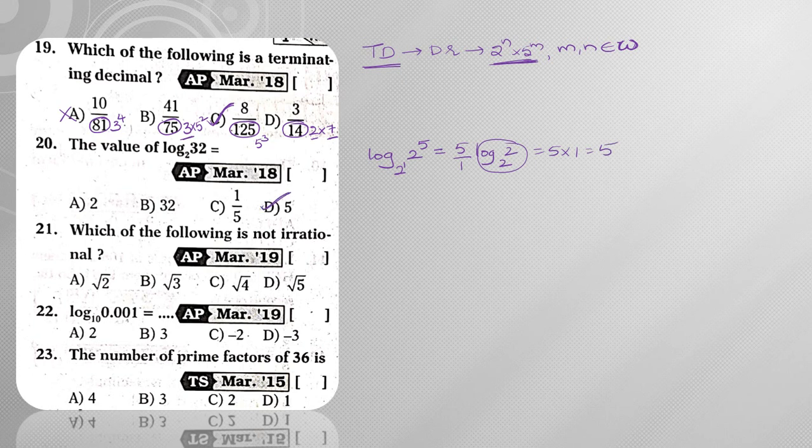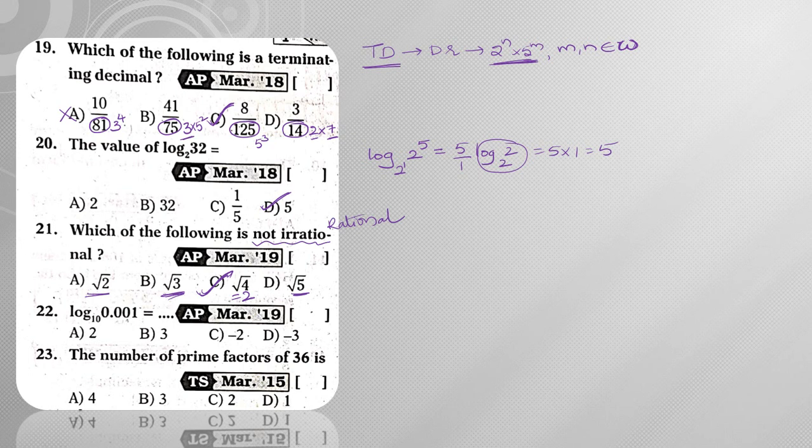Next, which among the following is not irrational? Not irrational means simply that it is rational. So root 2 is irrational. Already we have a proof by contradiction method. Root 3 is irrational. Root 4 means 2, hence it is a rational number. Root 5 is irrational. So all these we have learnt in exercise number 4, right?